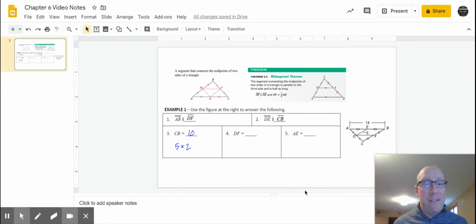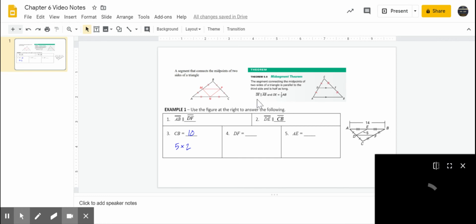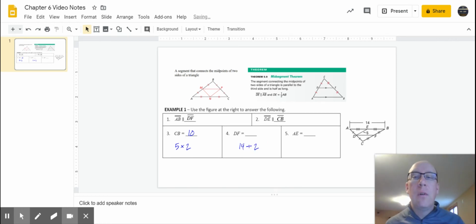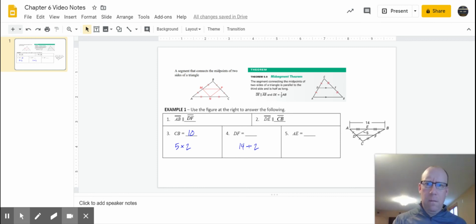Number 4, DF. We're looking for the length of DF. Well, DF is a midsegment here going through the middle of our triangle horizontally. So to help us find the length of that midsegment, we'll want to look to its parallel side of the triangle, and that would be the length from A to B. And with the length of A to B being 14, 14 divided by 2 this time will give us our midsegment being half the length there. And that answer is 7.